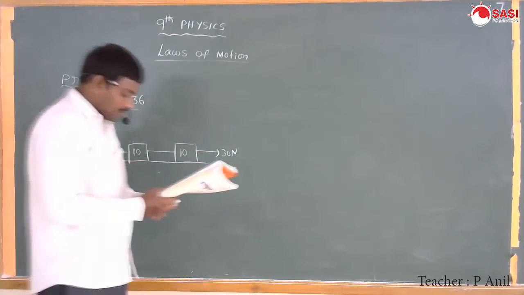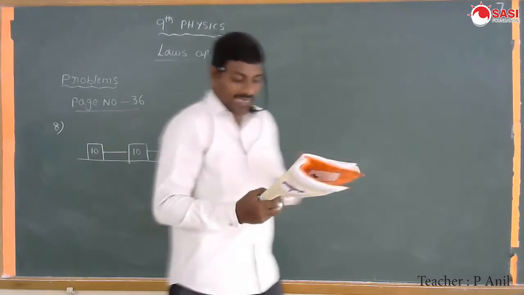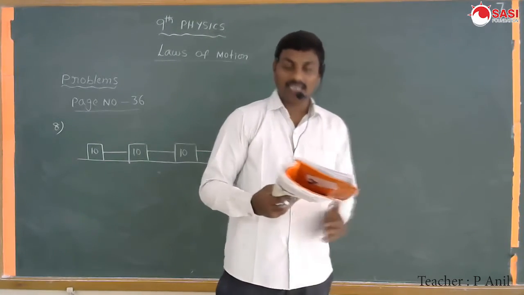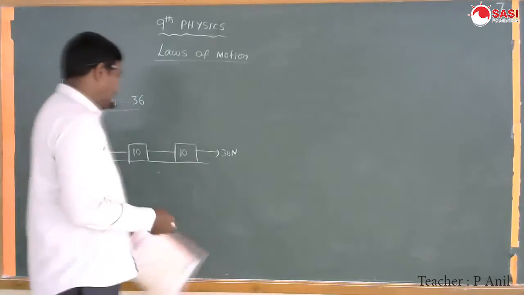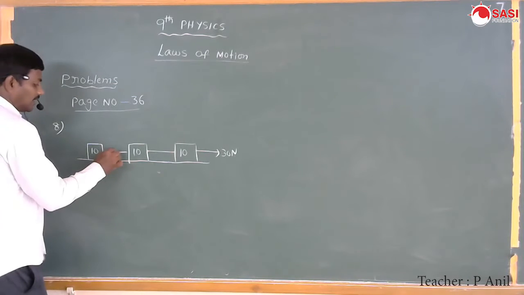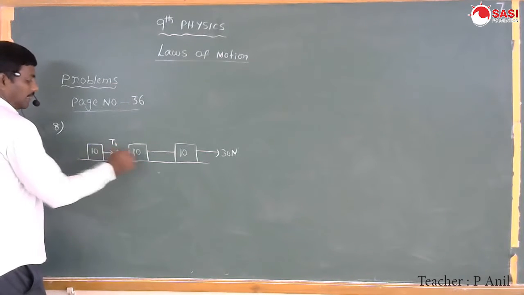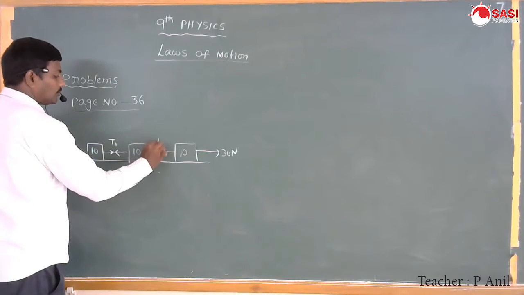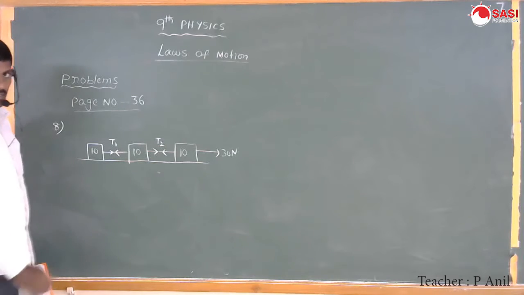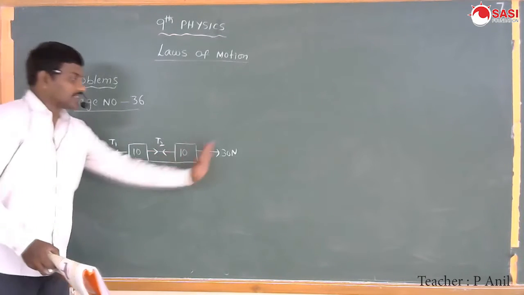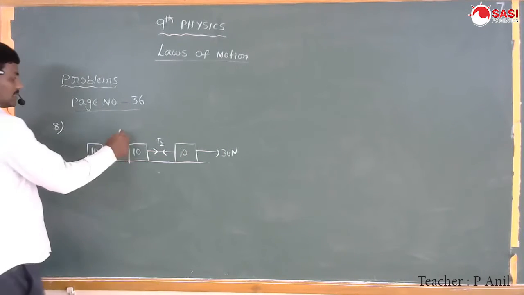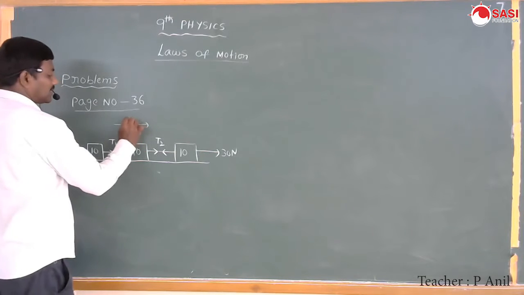In this case, we have to find the acceleration of the system as well as the tensions in the strings. Here tension is given as T1. Here tension is given as T2. Let us say force is applied in this direction. Therefore, acceleration of the system is in this direction. Let us assume.